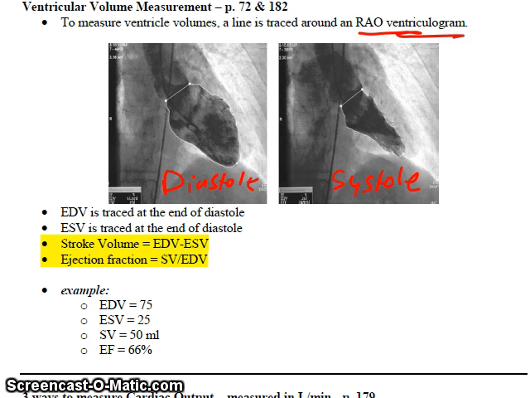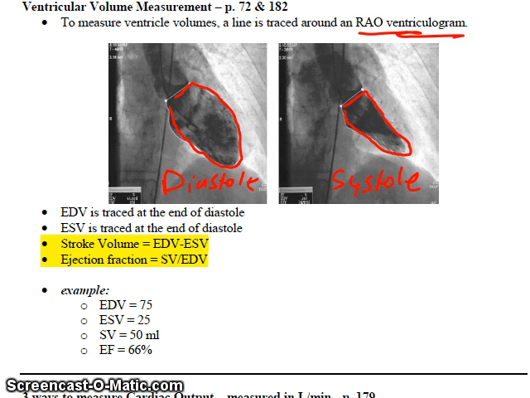What they do is they literally trace a line around the ventricle. So here in diastole they trace around, and then in systole they trace around. Okay, now once the tracing has been made, the computer can calculate the volume. So this isn't like a manual calculation that we do. What we do is just simply trace around the ventricle, and then once the ventricle is traced, the computer comes up with the volume.